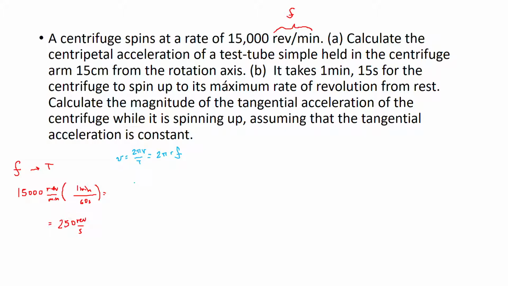And from there we start, and that would be 2, pi. The radius is 15 centimeters, but I'm going to write 0.15 to get everything in meters. And I had 250, and that is going to be, if my computations are right, 235.61 meters over second. So we have the velocity there.